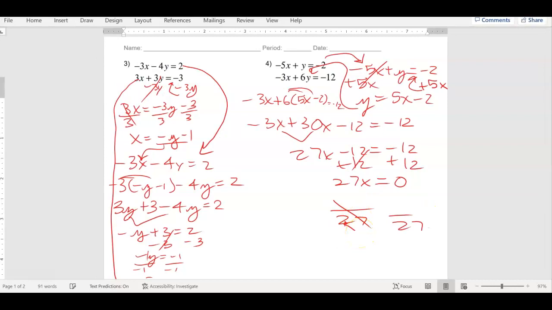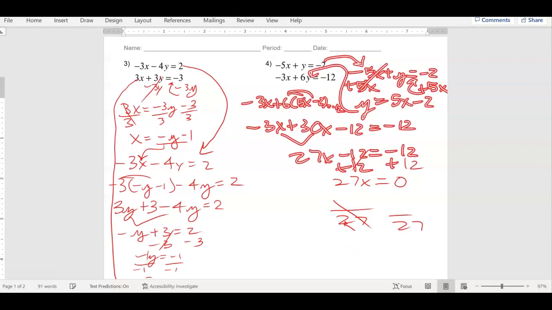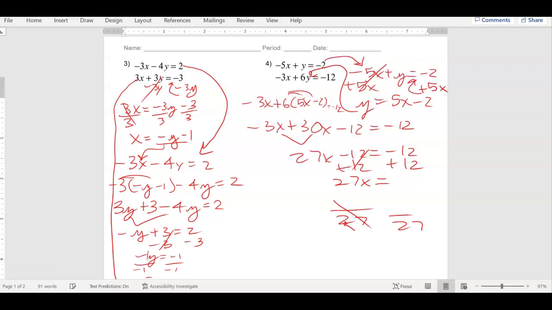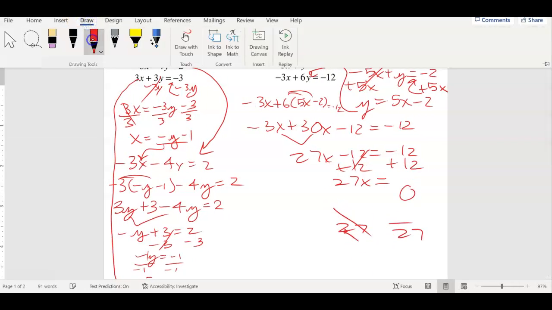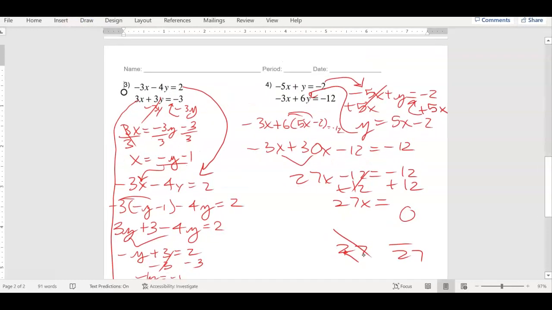Hold on one second. Happens. So I cannot draw. What's going on here? Try this again.